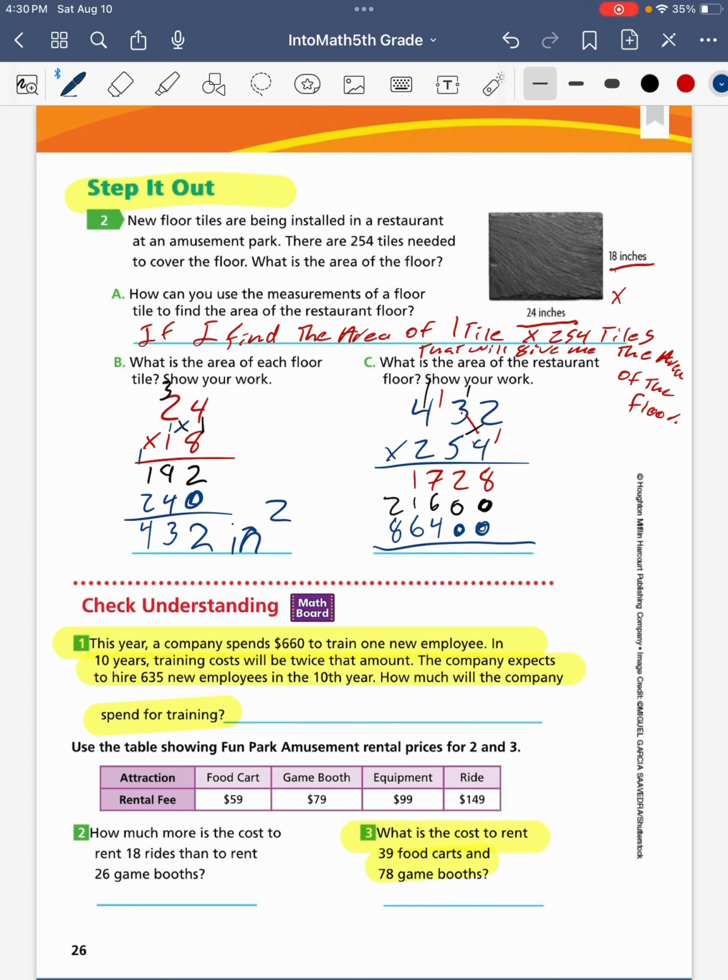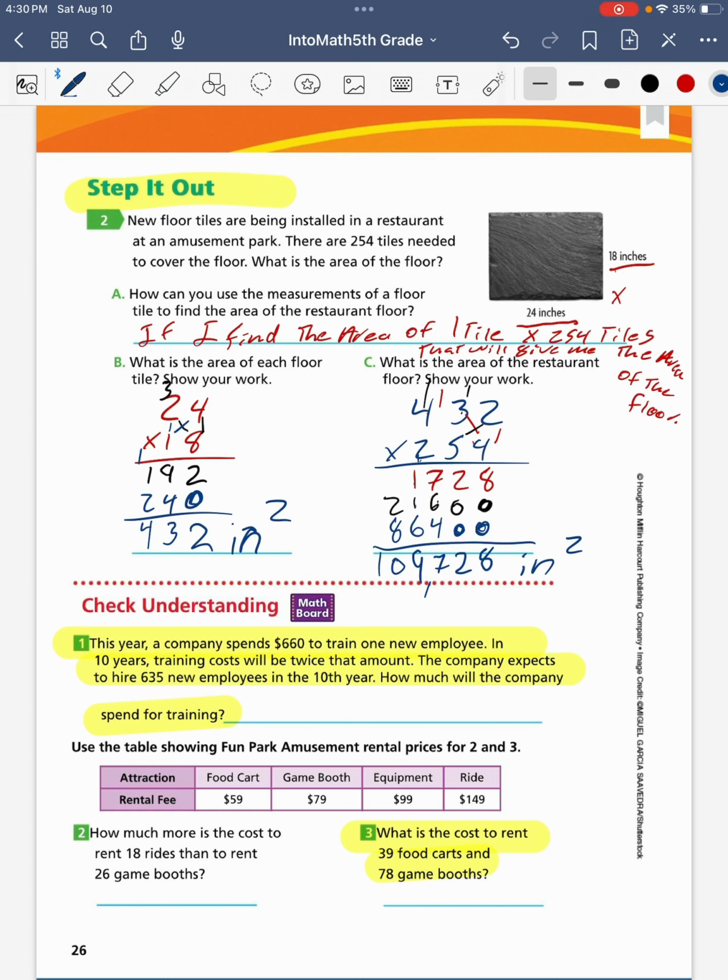Now that I've lined them all up, I make sure I add them all up. 8 plus 0 is 8. 2 plus 0 is 2. 7 plus 6 is 13. Plus 4 is 17. Carry it 1. 1 plus 1 is 2. Plus another 1 is 3. Plus 6 is 9. And then 8 plus 2 is 10. The total area of the floor is 109,728 inches squared.